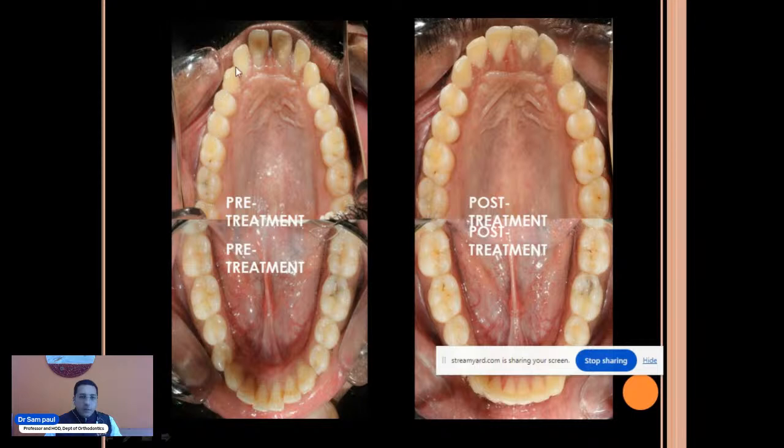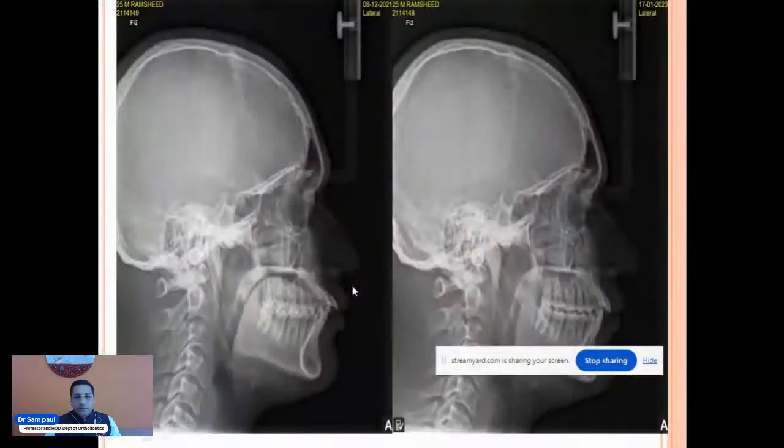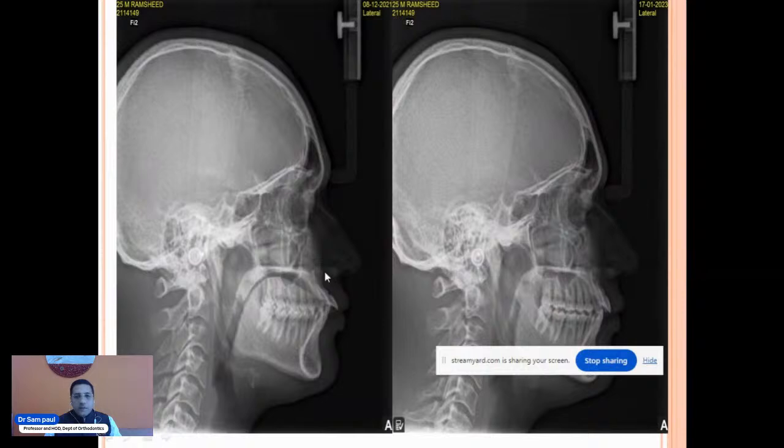This is the occlusal view. You can see the spacing here. The entire spaces are closed here. This is the extraoral view. You can appreciate the changes that happened in this lateral cephalogram. You can see the proclination here. The proclination is almost considerably reduced.